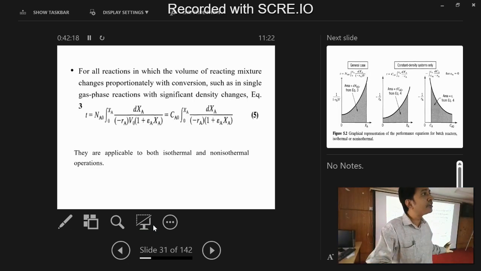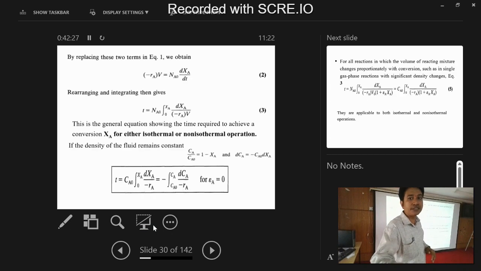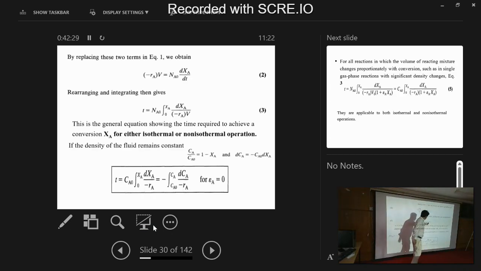Now the most important part comes now. Look at the expression. You remember what the expression is? Look at the expression for a batch reactor: t is equal to NA naught, integration from 0 to XA, dXA by minus RA into V. For a batch reactor, from this equation of integration, you will end up with this.